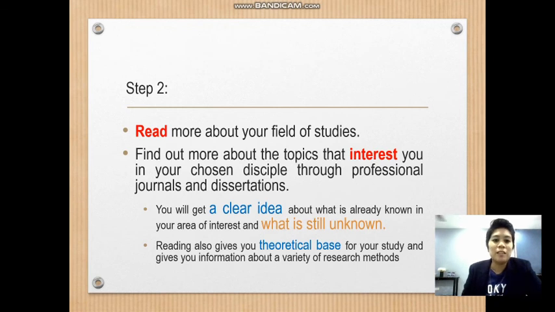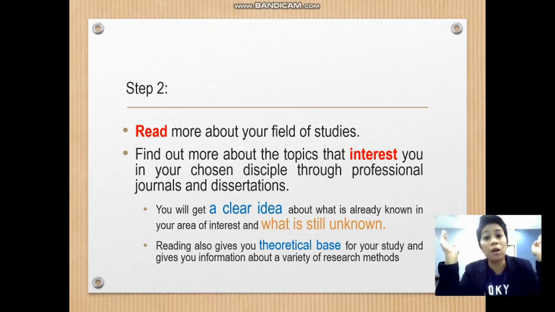Search and read about your field of interest. Of course, writing a research proposal is about reading, writing, criticizing. Sometimes we don't understand journal articles, so try to make yourself familiar with academic and research writing. Find out the topic that interests you. Then you will get a clear idea of what is already known and what is still unknown. The interesting thing about research is what is known and what is still unknown. Then you can interpret: oh, most of them are doing studies on field A, but field B is rarely studied. Oh, that is unknown. So that should interest you in your area.